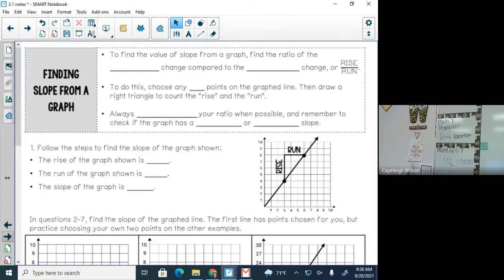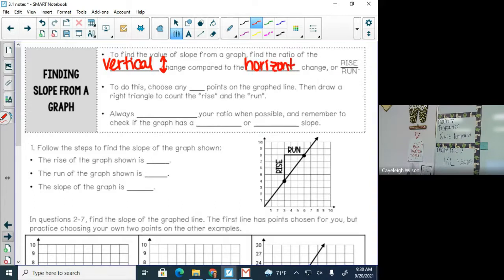So to find the value of slope from a graph, you're going to find the ratio of the vertical, so vertical is up and down, change compared to the horizontal change. So that's the left and right change. This right here is what I'm going to say the entire time: rise over run.